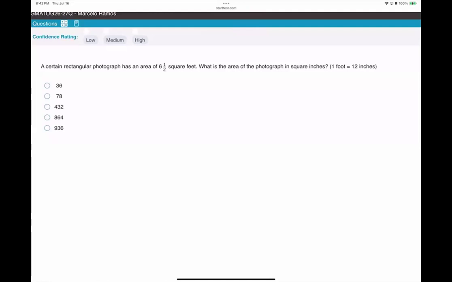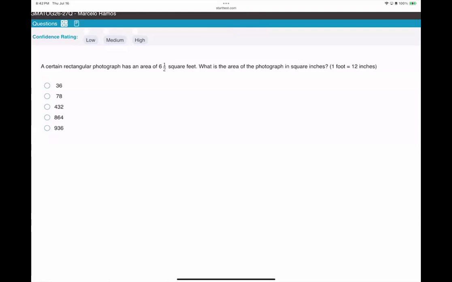A certain rectangular photograph has an area of 6.5 square feet. What is the area of the photograph in square inches? One foot is 12 inches, but I want it squared. So this is square feet, this is square inches.